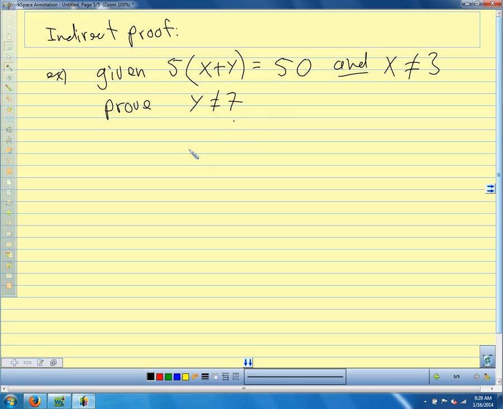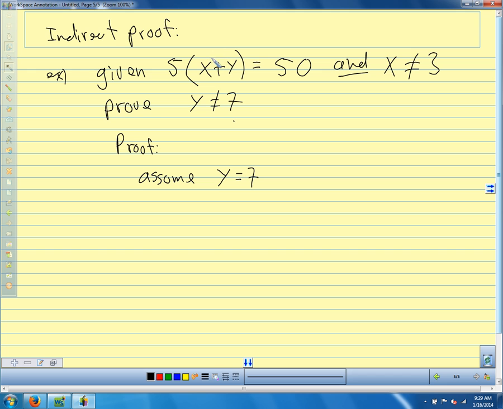So what's our first step here? For an indirect proof, we want to assume the opposite of what we're trying to prove. So how do we assume the opposite of what we're trying to prove? What are we going to assume? That y does equal 7. Assume y equals 7. So we're going to assume temporarily that y equals 7. And then we are going to show that this leads us to a contradiction.